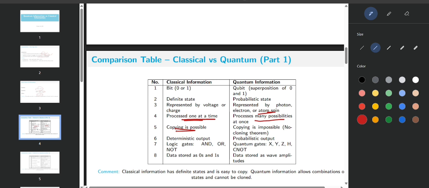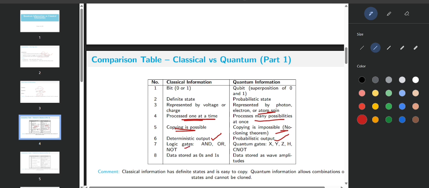Okay, copying. In a classical system, you can freely copy the information. Whereas in quantum, you cannot copy the information due to the no cloning theorem. It would destroy its delicate state. That is the reason you need to mention the no cloning theorem. Classical outputs are predictable, that is, we call it deterministic, which means the future is fixed, whereas quantum gives only a probabilistic output, or we can say probabilities.